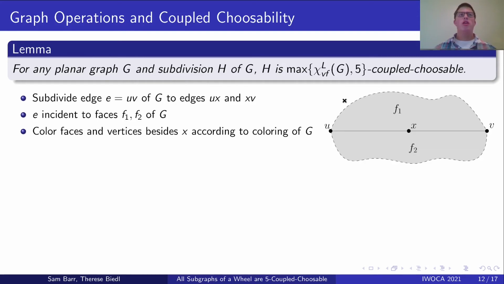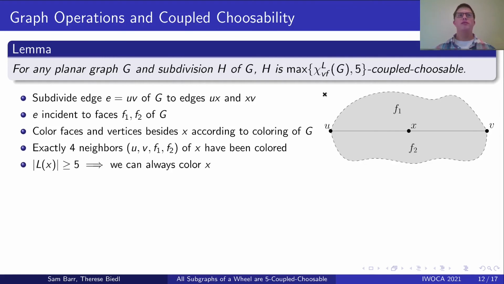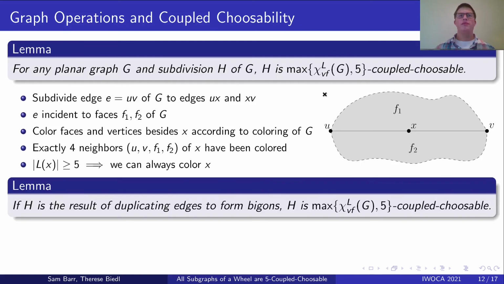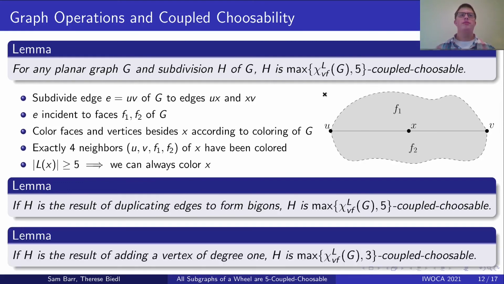We know that we can color the faces and vertices besides X according to the coloring of G. After we do that, exactly 4 neighbors of X have been colored. And because the list of X has size at least 5, we know that we can always color X after these 4 elements have been colored. Using similar strategies, we can also prove that duplicating edges of a graph to form bigons preserves 5-coupled choosability. And moreover, that adding vertices of degree 1 preserves 3-coupled choosability.